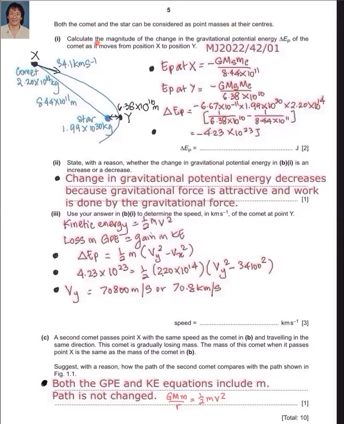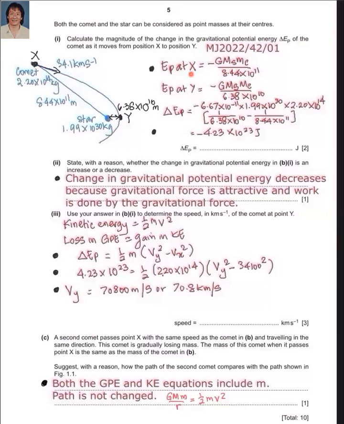Calculate the magnitude of the change in gravitational potential energy, delta EP, of the comet as it moves from X to Y. When the comet moves from X to Y, you can see that the distance between the comet and the star is decreasing. So the situation is like some object falling towards the surface of Earth, so that the height decreases. That means the comet will lose gravitational potential energy.